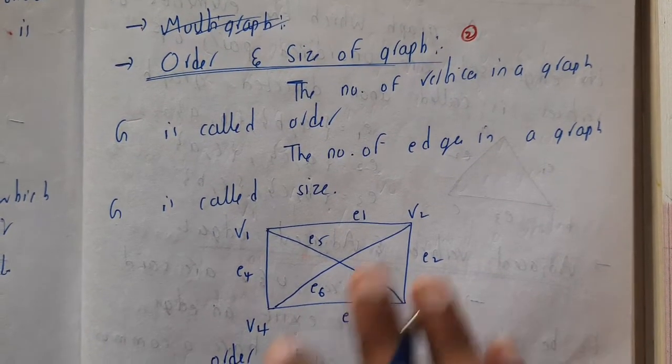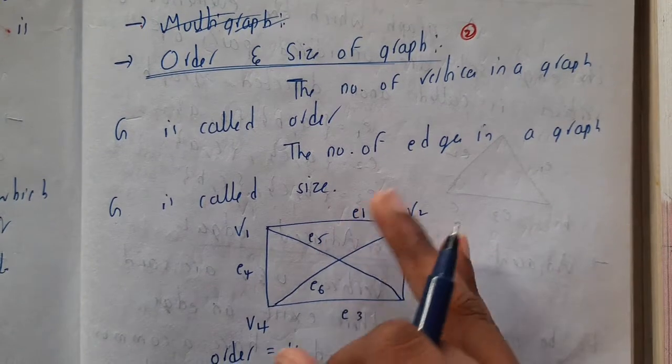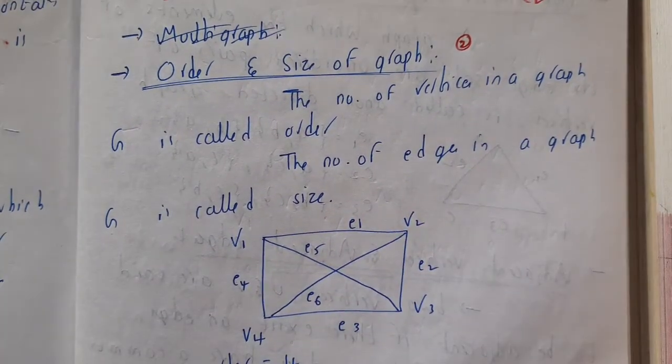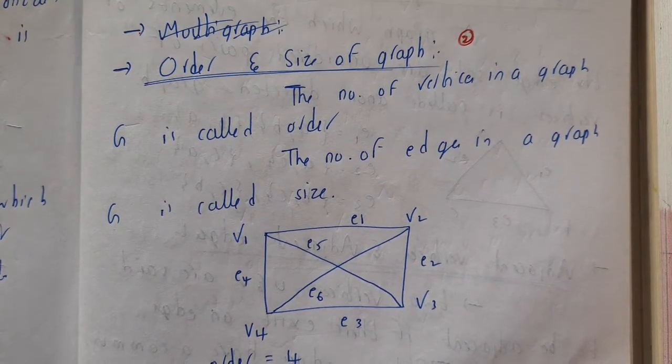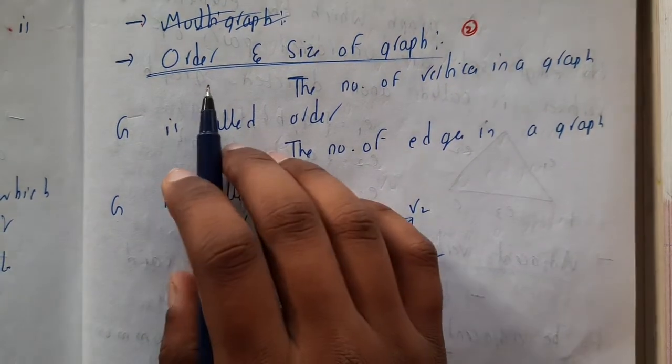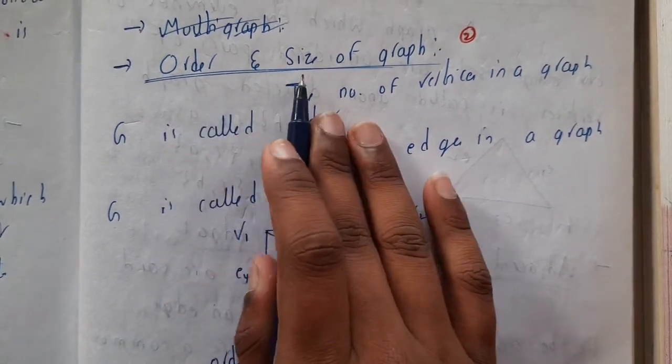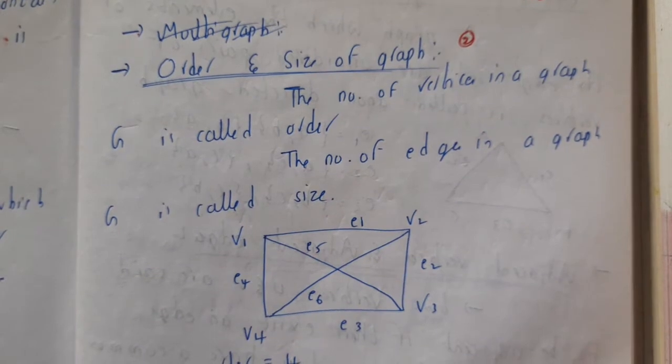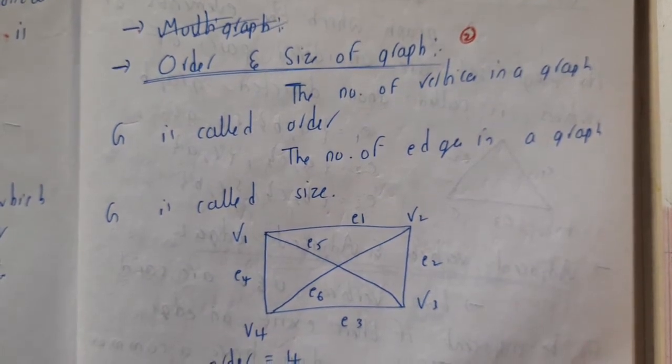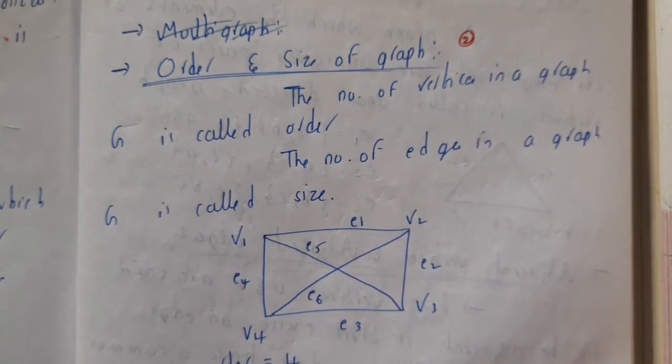Okay, so first let us go through the order and size of the graph. Guys, this topic is really important and a bit confusing. Most of the students will be confused between what is order and size. It is a simple topic, but sometimes you will face some confusion, right? So I'll be giving you a trick to remember it, don't worry.